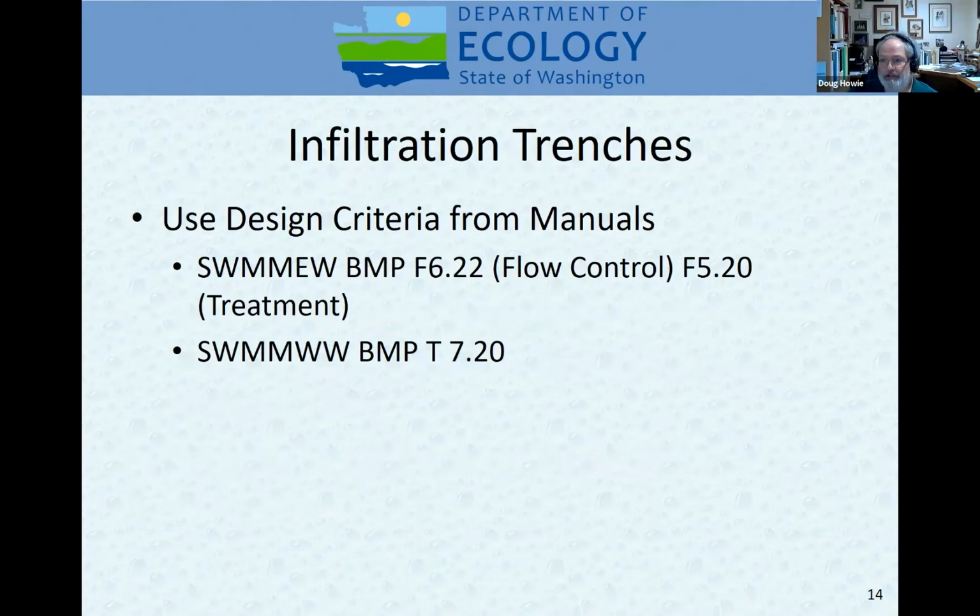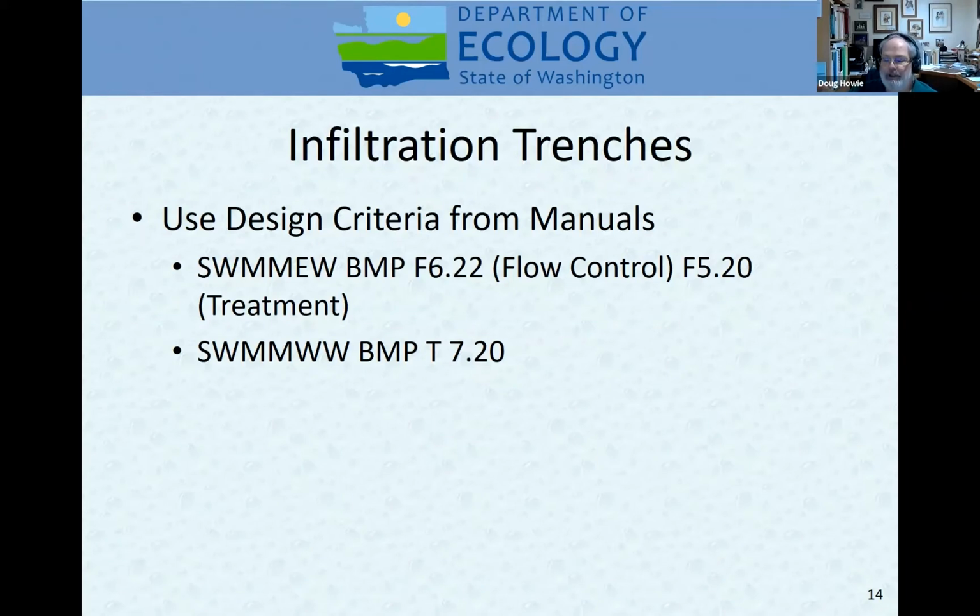They are UICs, but you use the criteria in the manuals at all times when you're designing infiltration trenches. You don't use the UIC matrix that I just showed you two slides before. In Eastern Washington, you have to follow BMP C6.22 for flow control and F5.20 for treatment. And in Western Washington, you have to follow BMP T7.20.